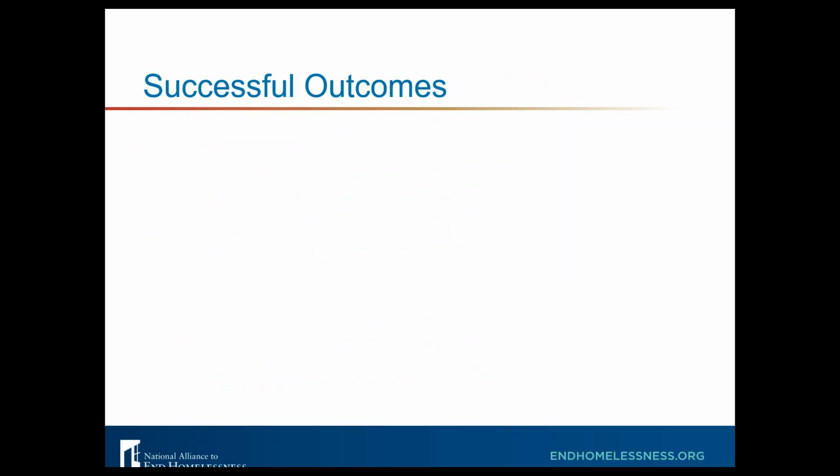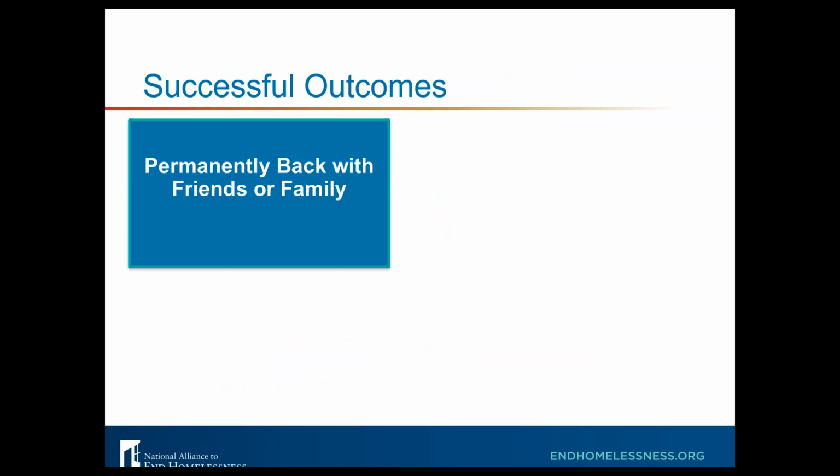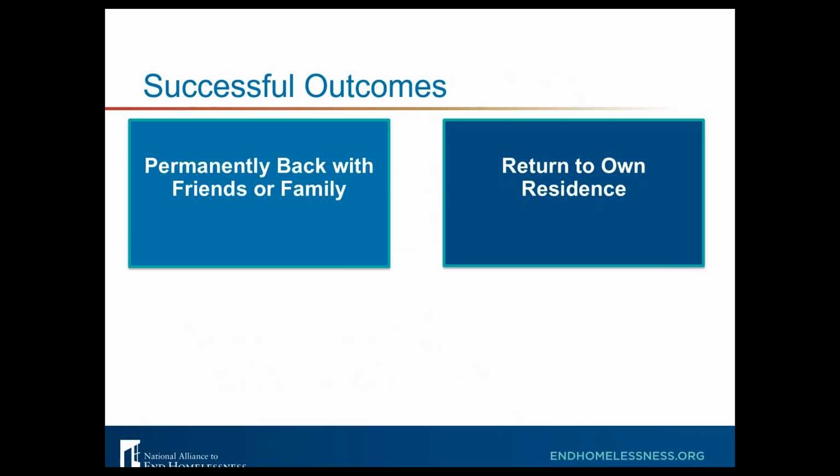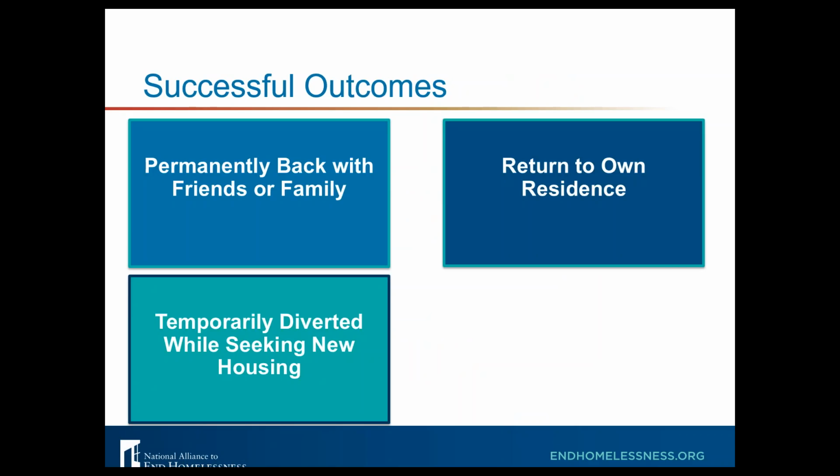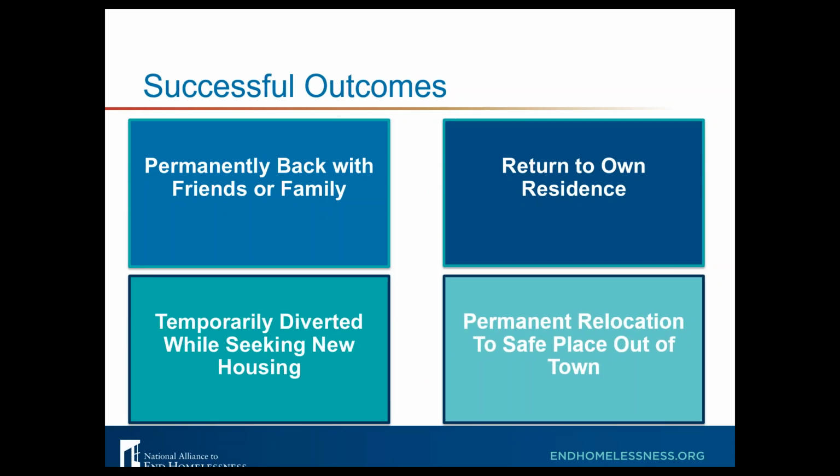Next slide. It's going to be really important not to have everybody in one bucket. So Christy's just going to click a few times and you're going to see four things show up here. These are the kinds of things that are successes, but none of these will look the same. Permanently back with friends or family. Well, somebody says to me, what's permanent? There's no definition of permanent. If a family or friend says, yeah, they can come stay with me, that's a success.